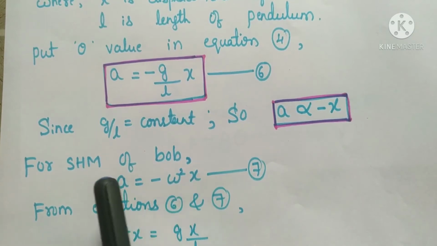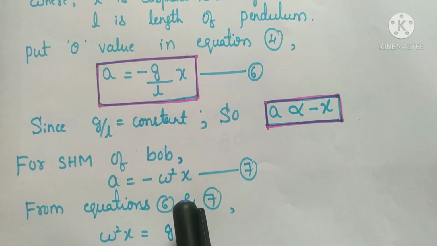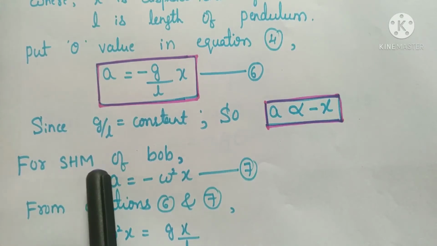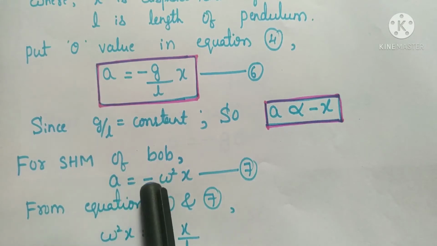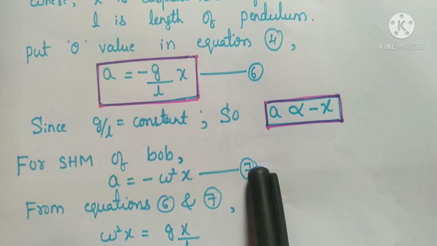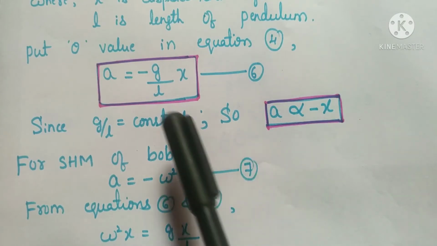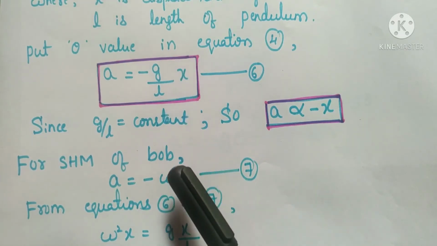So in the last class we already discussed simple harmonic motion. In that we discussed the expression for velocity and acceleration. So for simple harmonic motion of the bob, the acceleration equation can be written as a equals minus omega square into x. We'll name this equation number 7. Now compare equations 6 and 7. Here the LHS terms are the same, so we can equate the RHS terms.